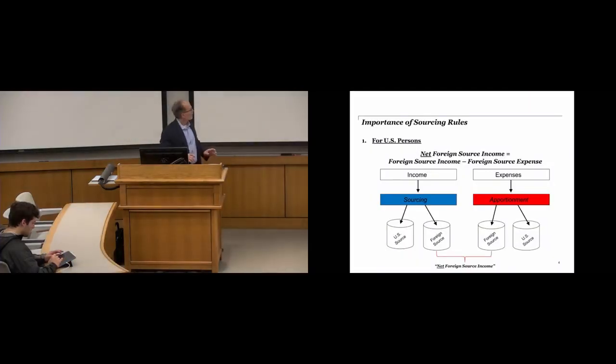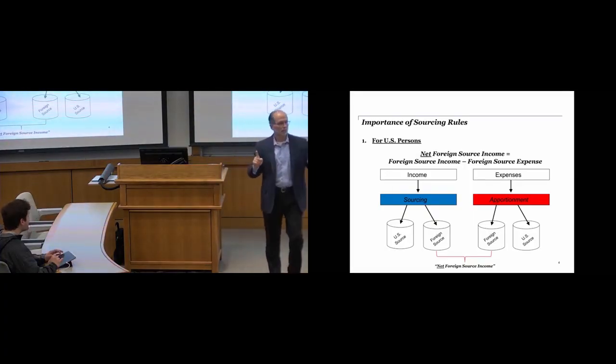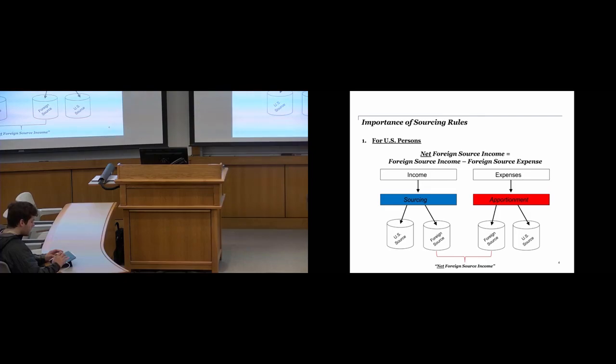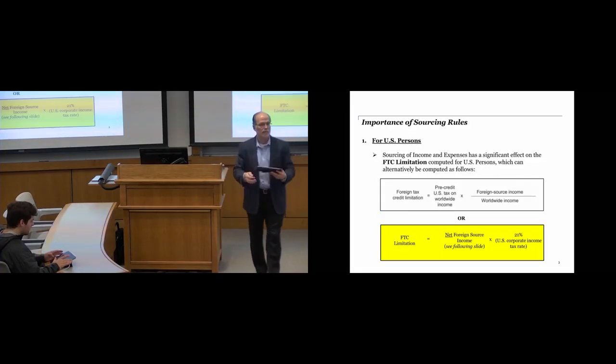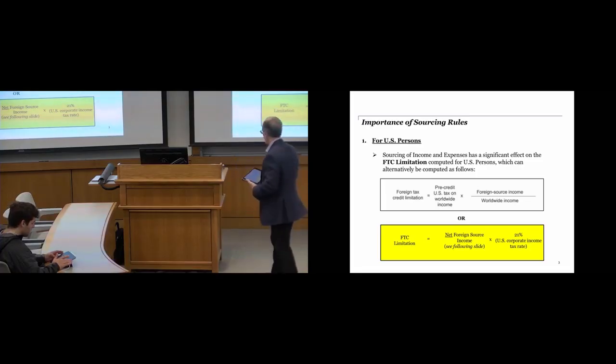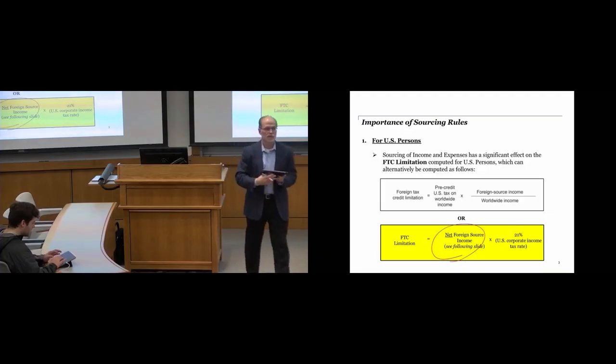Okay. So remember, we're trying to get to a net number for various reasons. One is for U.S. persons, which is the foreign tax credit. We have a foreign tax credit limitation. That's this prior slide, this bottom yellow, that middle part. Net foreign source income is a key component in computing the foreign tax credit limitation.